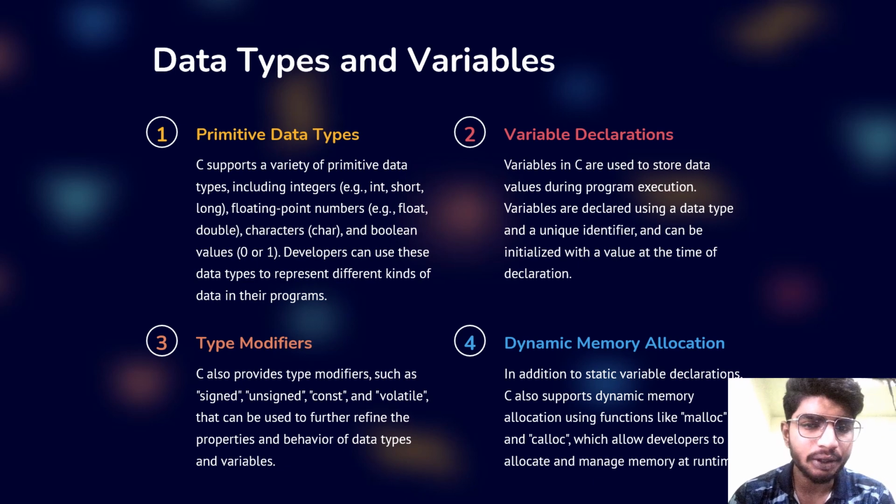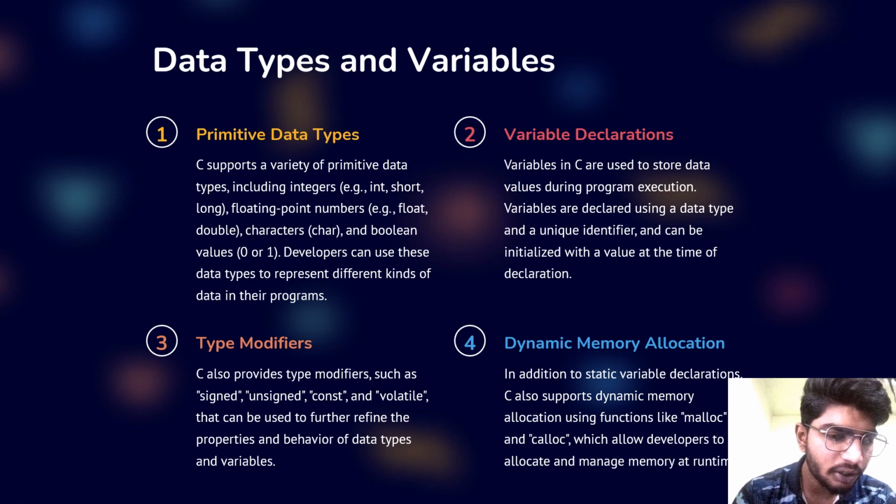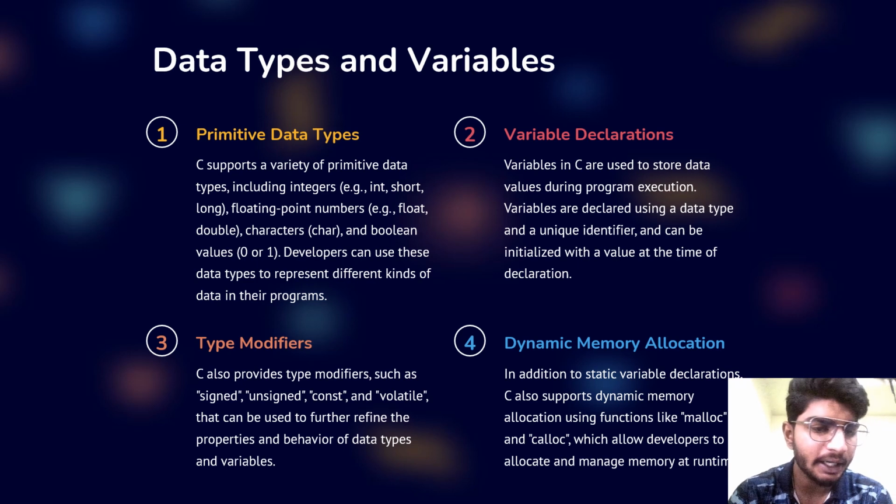Variable declaration. Variables in C are used to store data values during program execution. Variables are declared using a data type and a unique identifier and can be initialized with a value at the time of declaration. Type modifiers. C also provides type modifiers such as signed, unsigned, const, and volatile that can be used to further refine the properties and behavior of data types and variables.